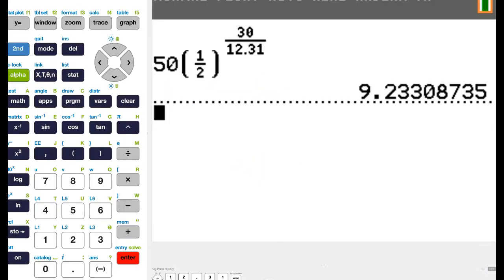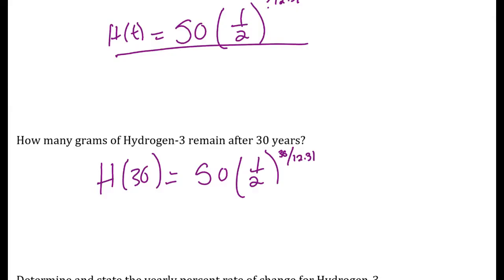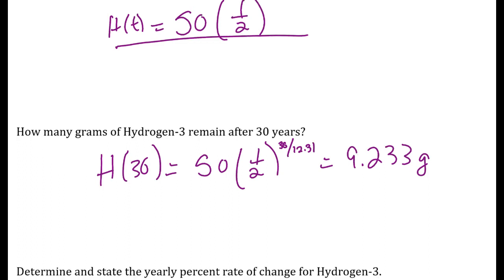Does it tell us where to round? How many grams? It doesn't. So about 9.233 grams left of hydrogen-3. The rest of it decayed to some other element, but we're left with 9.233 grams of hydrogen-3 after 30 years.